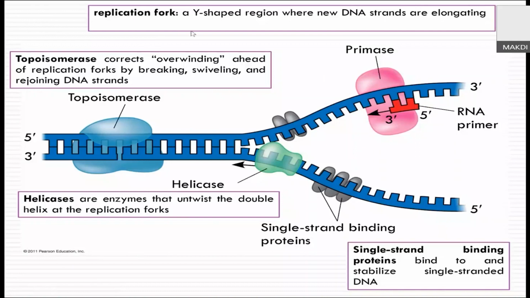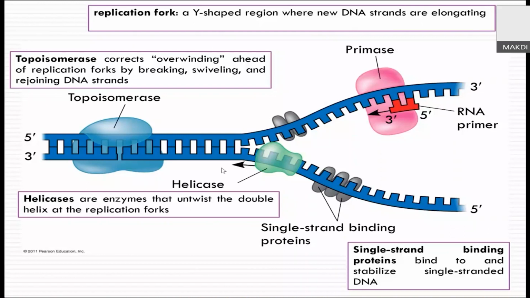Okay, in the video you can see that the unzipping will create, in the origins of replication, a replication fork. We called it that just now, it was in the video. So replication fork, like a zip, Y shape. So this is where new DNA strands are elongating.